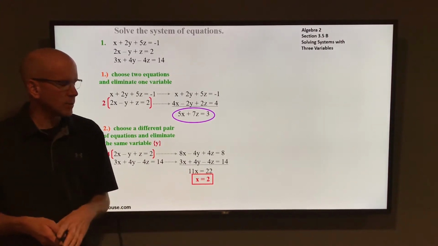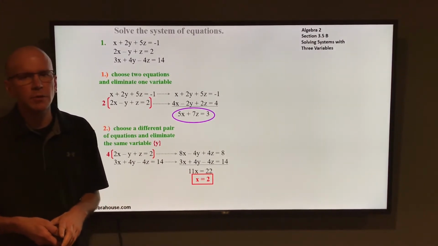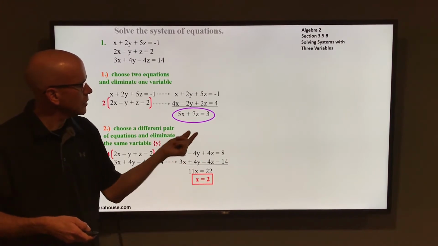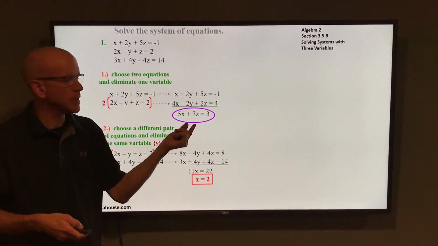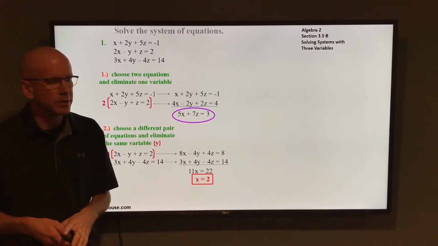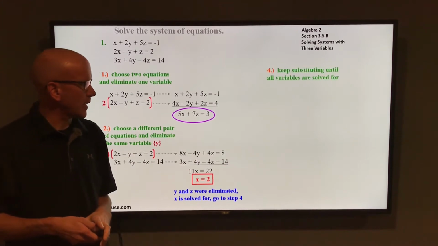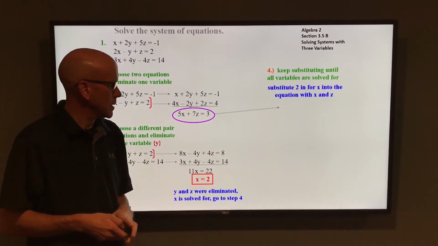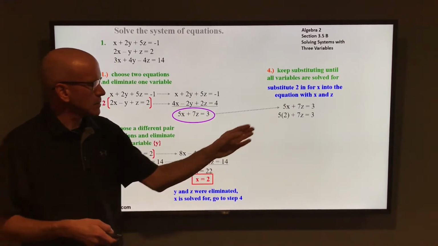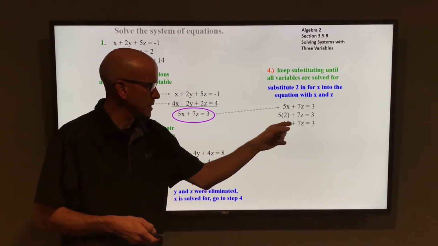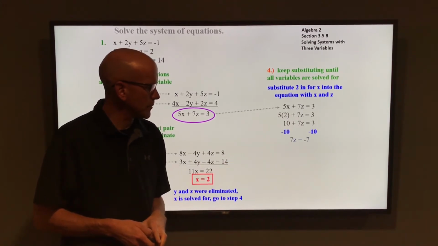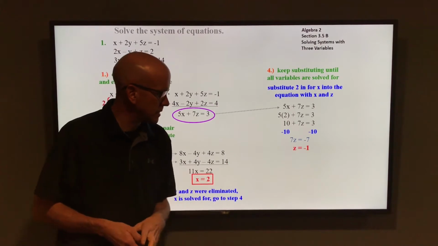So knowing that x equals 2, that's a key that's going to unlock the door to solving for all the other variables. So now that you know x is 2, this equation right here, you can use this to solve for z. So substitute 2 in for x into that equation, 5x plus 7z equals 3. Then you can solve for z. So 5 times 2 is 10. 10 plus 7z equals 3. Subtract 10 from each side, get 7z equals negative 7. And then divide each side by 7, z equals negative 1.